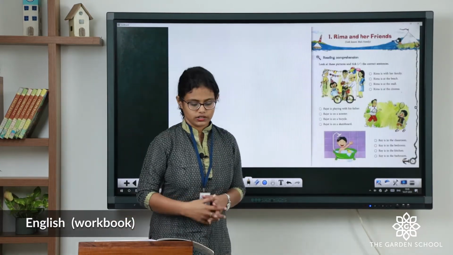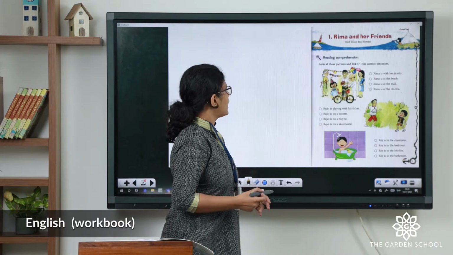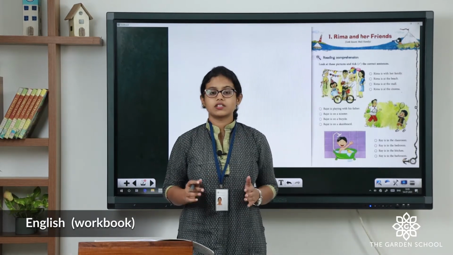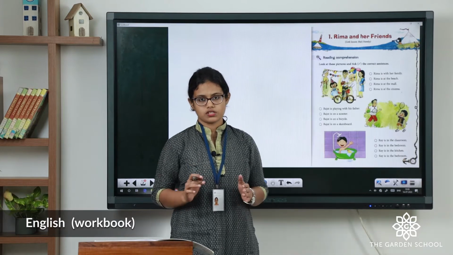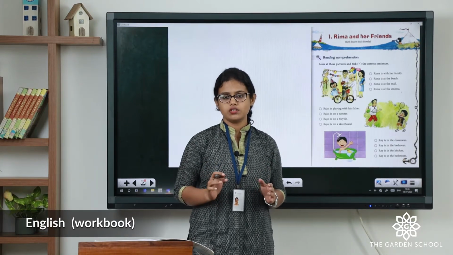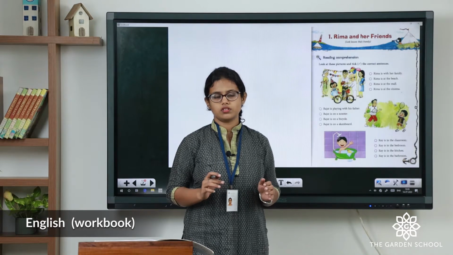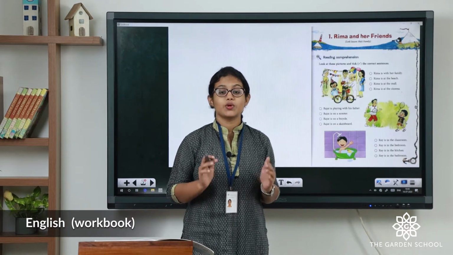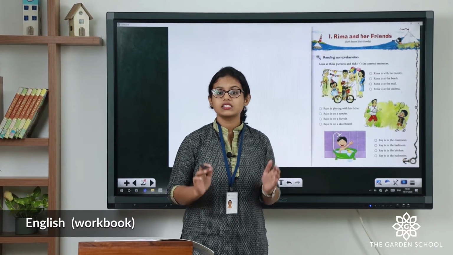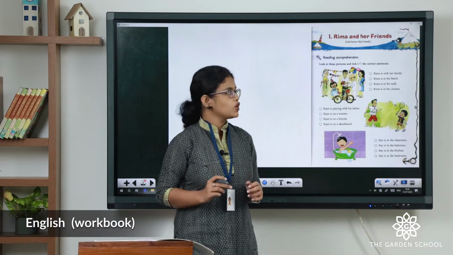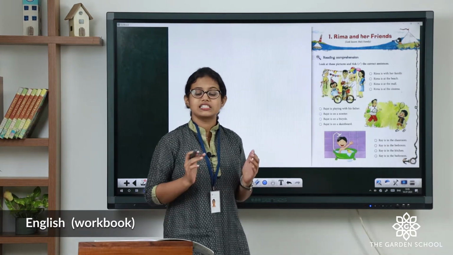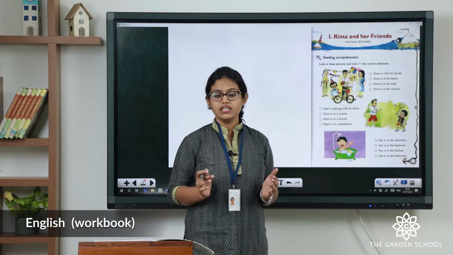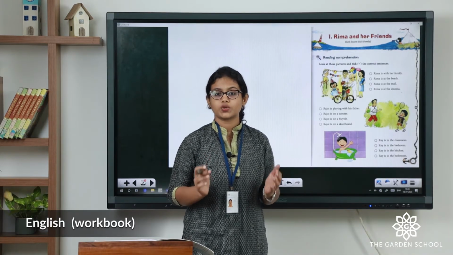So the first one. Look at these pictures and tick the correct sentence. Here you can see 3 pictures, and for each picture there are 4 options. Looking at the picture, you have to say which is the correct sentence. Okay, so see the first picture. What does the first picture tell about? It tells about a family celebrating a birthday together.